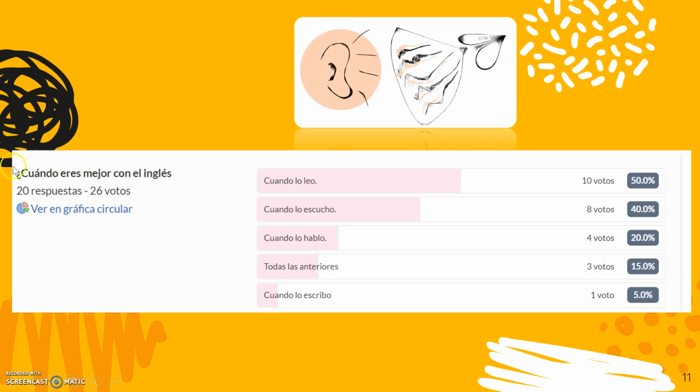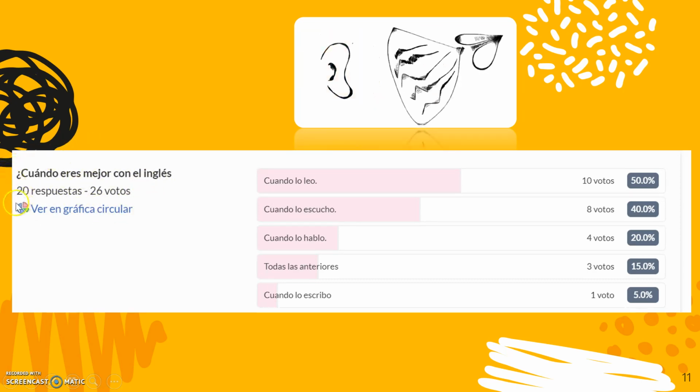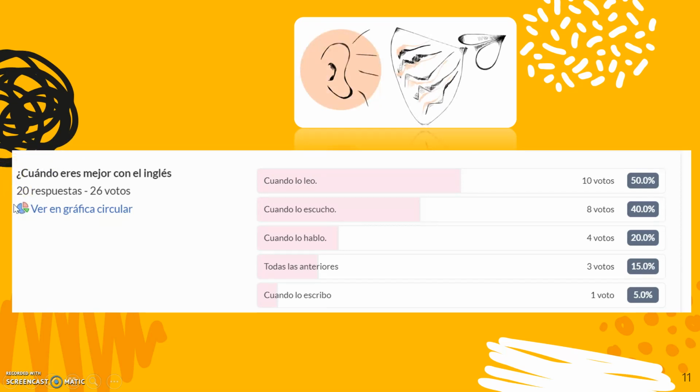The question I asked was, ¿Cuándo eres mejor con el inglés? When are you better with English? And for the possible answers, I gave the four skills we have just seen in this presentation. Cuando lo leo, when I read. Cuando lo escucho, when I listen. Cuando lo hablo, when I speak. Cuando lo escribo, when I write. Or todas las anteriores, all the options.